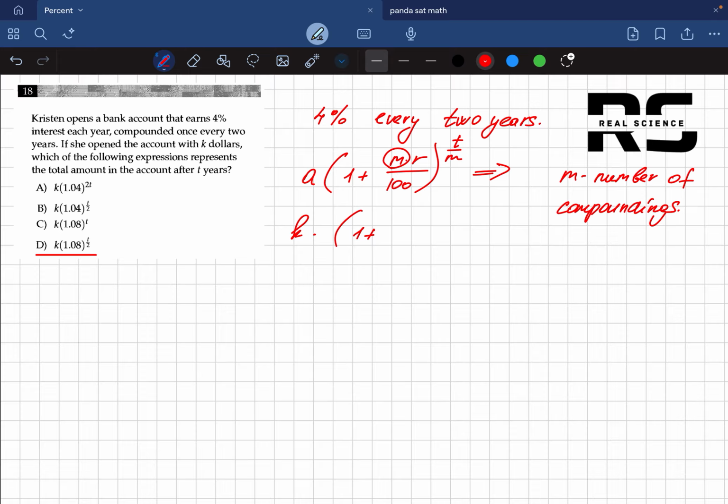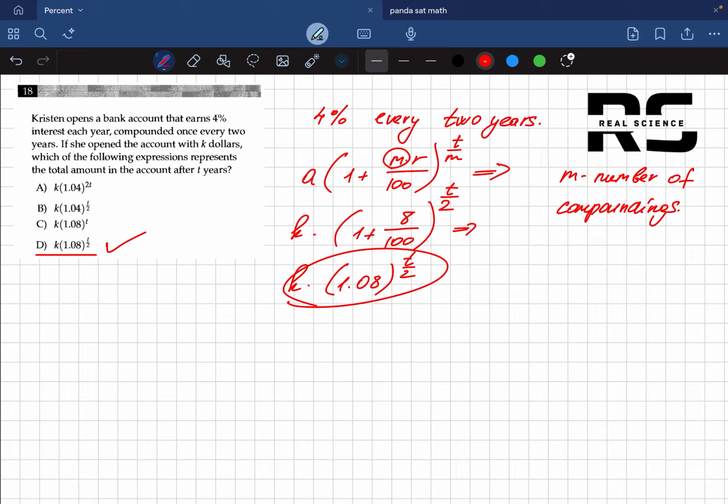So 4% for the first year, then 4% for the second year. So the rate is basically 2 times 0.04, which is 8 divided by 100, to the power of t over the number of compoundings, which is basically just 2. So that's going to be K times 1.08 to the power of 2. And yes, the answer is D.